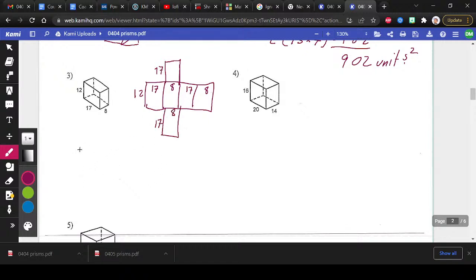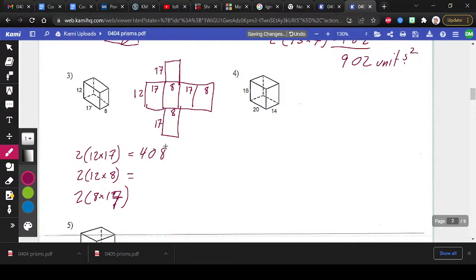And so, again, we start off, we do the same things we've been doing. 2 times 12 times 17. Then 2 times 12 times 8. And then 2 times 8 times 17. Oops, that's supposed to be 17. There we go. So 2 times 12 times 17 gives us 408. 2 times 12 times 8 is 192. And 2 times 8 times 17 is 272.